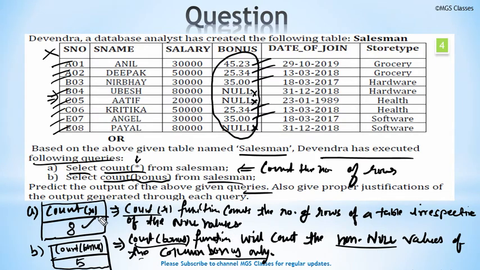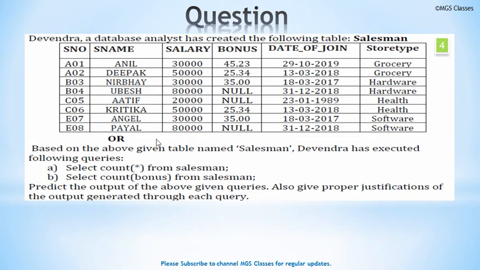For everything 1 mark will be fixed: 1 mark for this output, 1 mark for this output, 1 mark for this justification, 1 mark for this justification. So total 4 marks you will get if you write the answer like this. So this is how you can write the answer in the board examination for this kind of question. So that's all in this question.